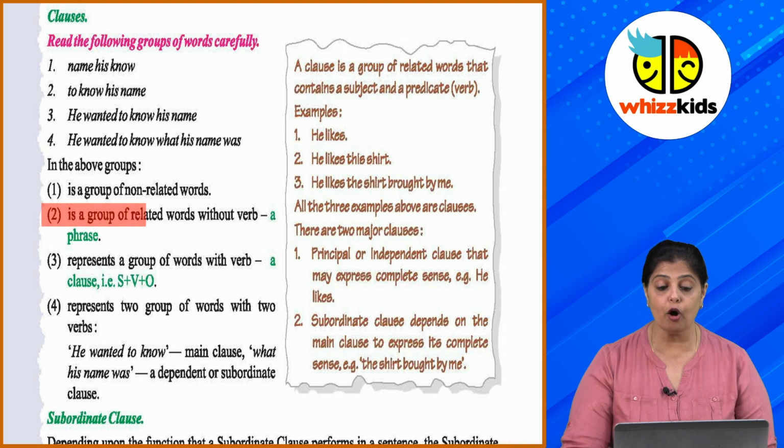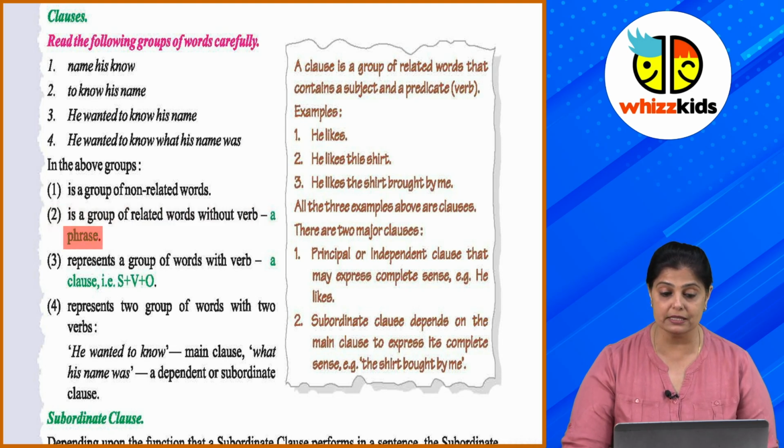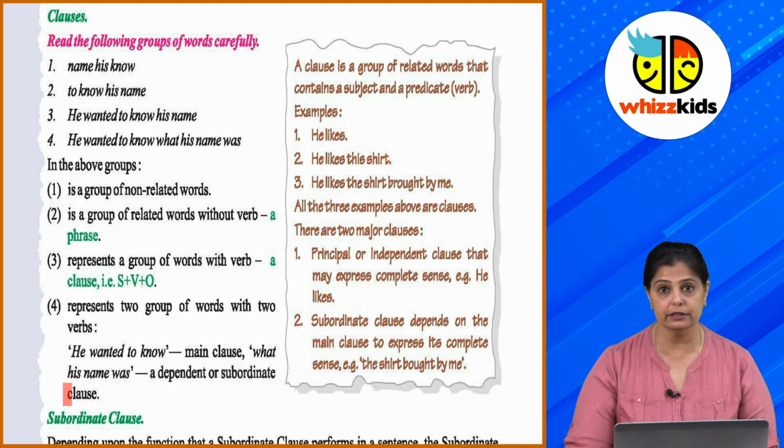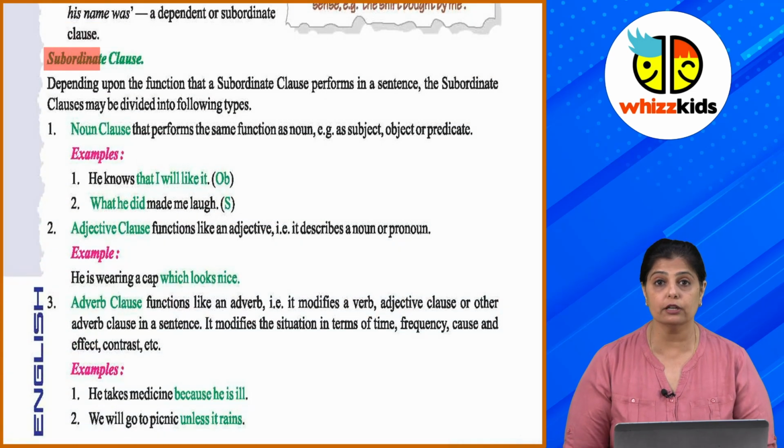Second, it is a group of related words with a verb, a phrase. Okay, to know his name. So, now this is a phrase. Third one, it represents a group of words with a verb. That is a clause, a subject plus verb plus object. He wanted, he is the subject, wanted is the verb, to know his name. Okay, that's the object. Now, the fourth one represents two groups of words with two verbs. Okay, he wanted to know is the main clause, and what his name was is the subordinate or the dependent clause. Okay, now let's look at subordinate clause.